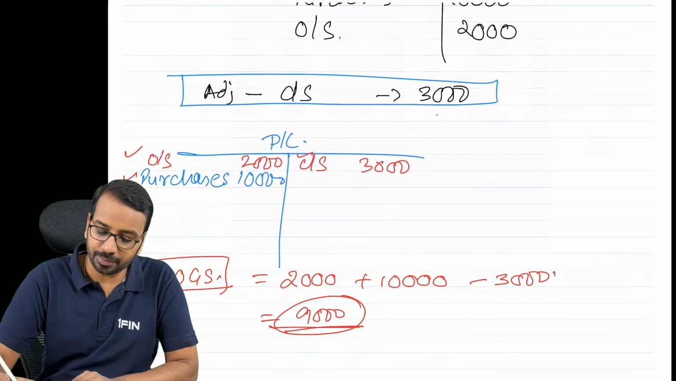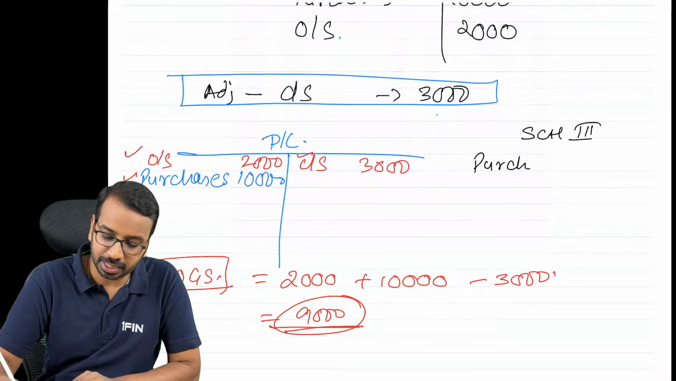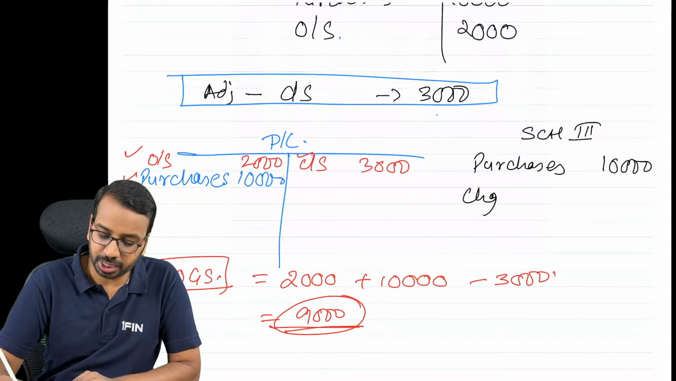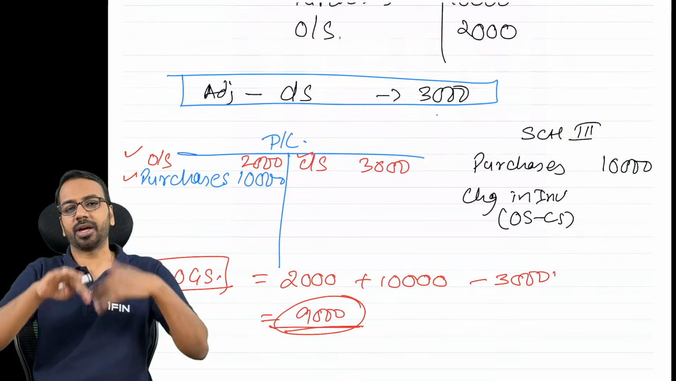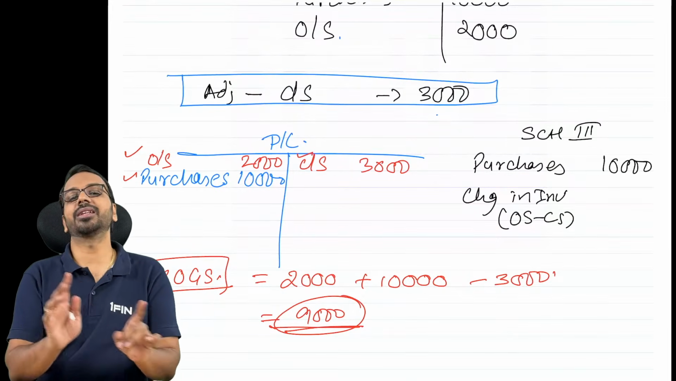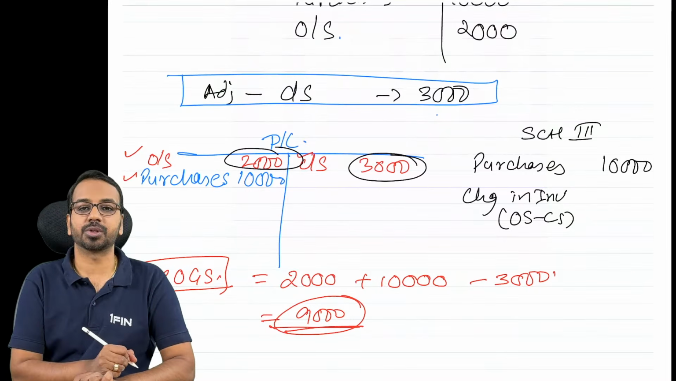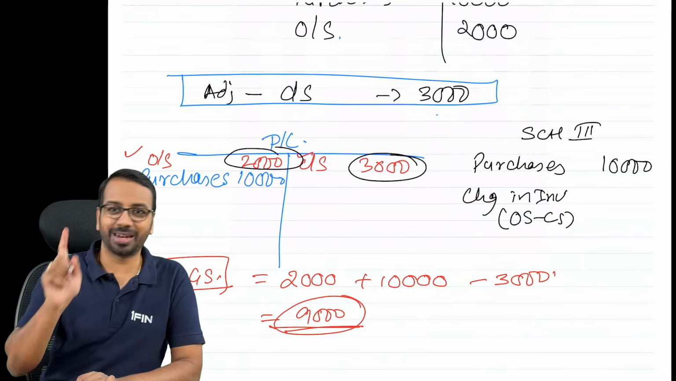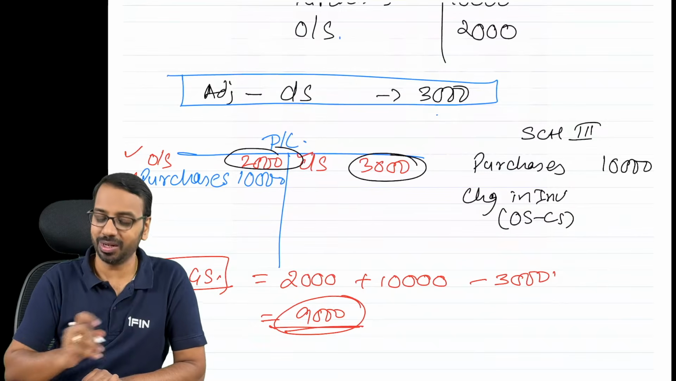Now the same thing, if I have to prepare in the Schedule 3 format, I will say in expenses, purchases 10,000, then change in inventory, always remember opening stock minus closing stock. Don't worry about when to add and when to reduce, it will confuse you. Simple formula, opening stock minus closing stock. How much is opening stock? Sir, 2,000. How much is closing stock? 3,000. 2,000 minus 3,000, don't use a calculator. In exams you can use it, but in class don't use a calculator for simple calculations.